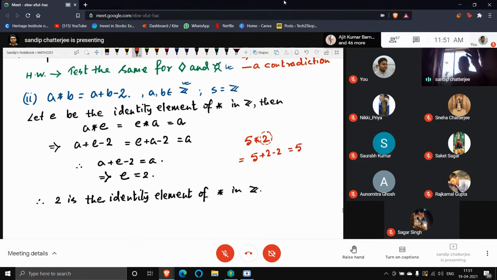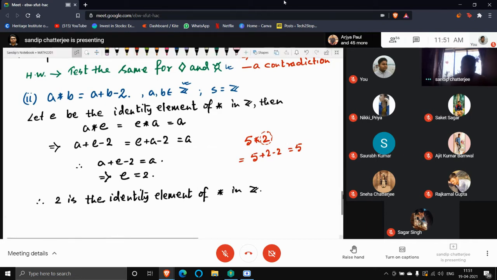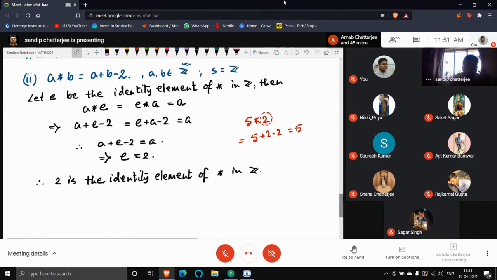So you can pick up any other element. You will see that if you operate with 2, you are getting that element. Yes, sir. Fine. So now number 3. Absolutely clear? Whatever role is played by 0 in case of addition on real numbers, the same role is played here by 2 in case of this operation star on the set of integers. Right or not?